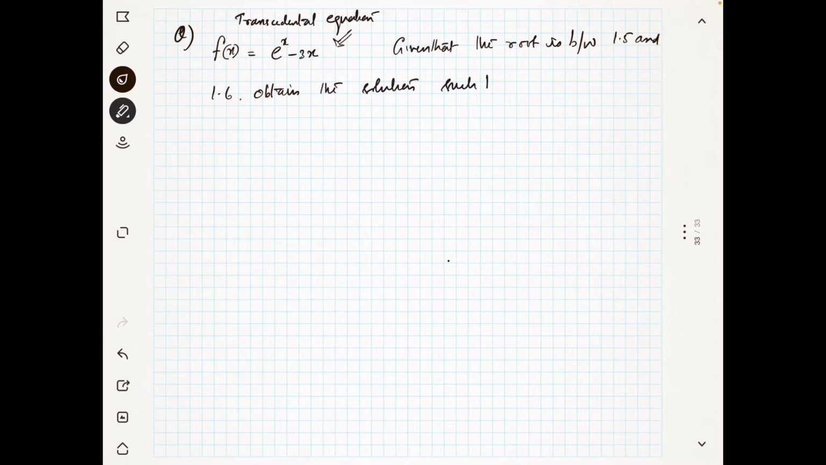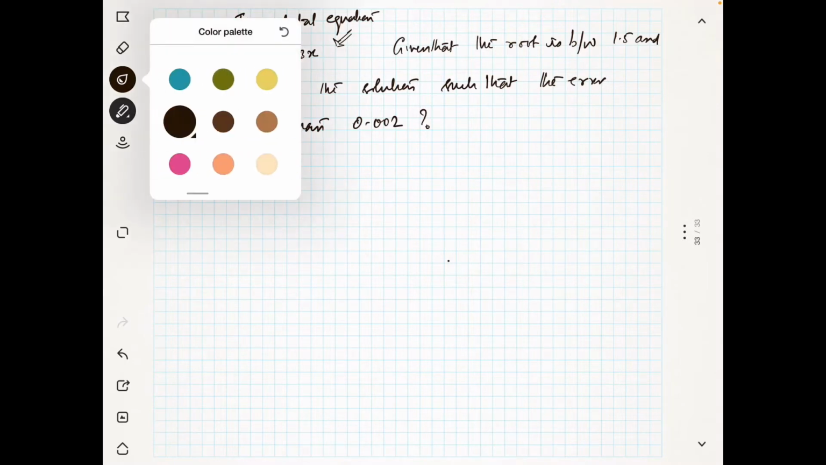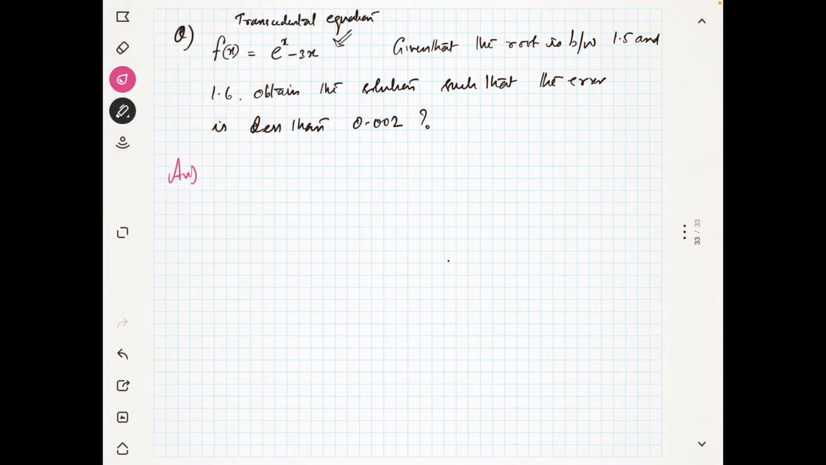such that the error is less than 0.002. That means you have to find the solution in such a way that the error is less than 0.002. So to proceed with this problem, first of all we will be finding what is this f of 1.5 and f of 1.6. So f of 1.5 means e power 1.5 minus 3 into 1.5.